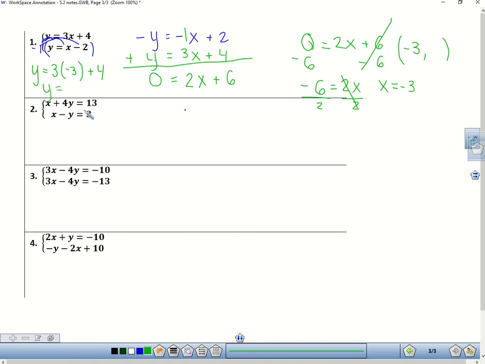So what is 3 times negative 3? Negative 9. Good. What is negative 9 plus 4? Negative 5. Very good, Sean. So my answer to my whole question is negative 3 comma negative 5.